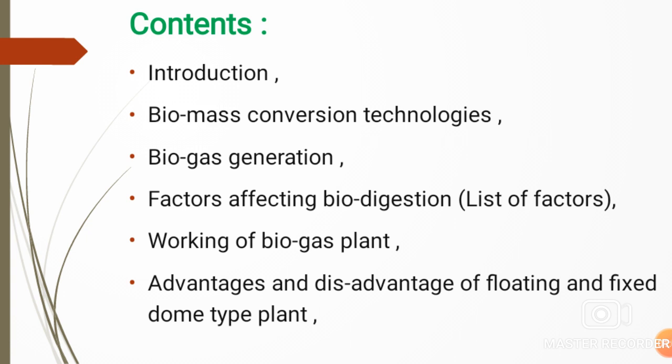Only the list of factors, but we will discuss a little bit of information about the factors affecting biodigestion. After that, working of biogas plant. Then advantages and disadvantages of floating and fixed dome type plant. These are the two main types of continuous biogas plant, and we only have to see the advantages and disadvantages of the floating and fixed dome type biogas plant.